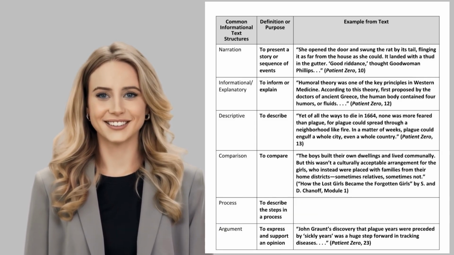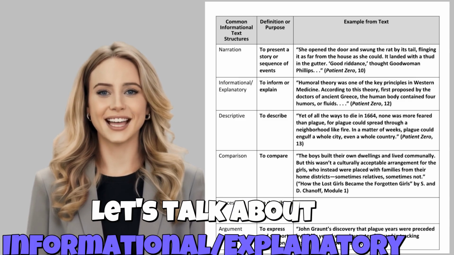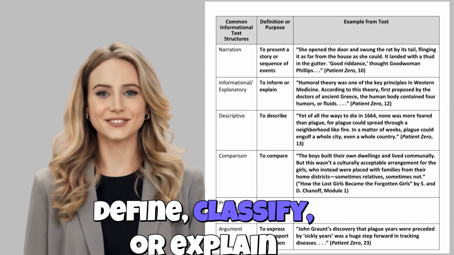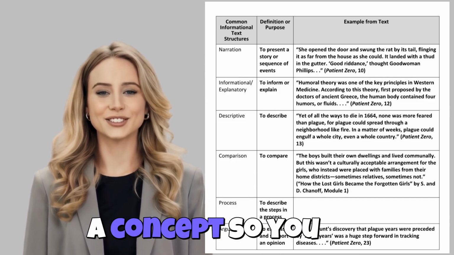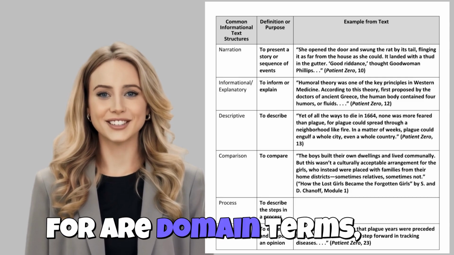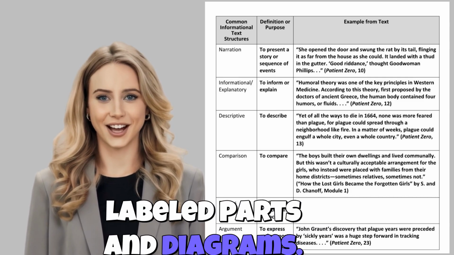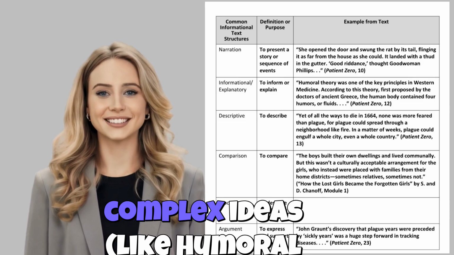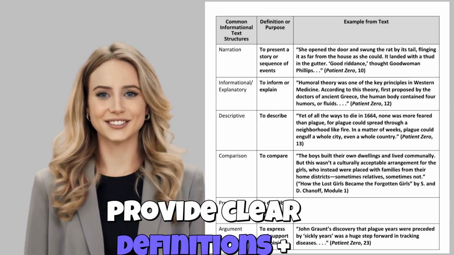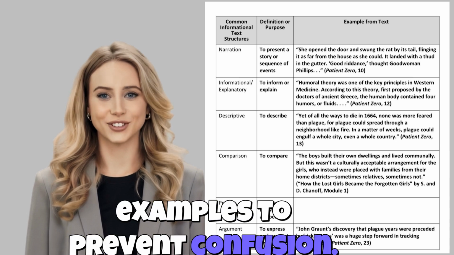Map the chain. Let's talk about informational, explanatory text structure. The purpose is to define, classify, or explain a concept so you can understand it. Some signals to look for are domain terms, labeled parts, and diagrams. Authors use it for complex ideas like humoral theory. It helps to provide clear definitions plus examples to prevent confusion.